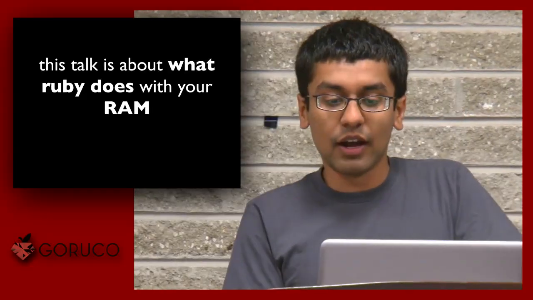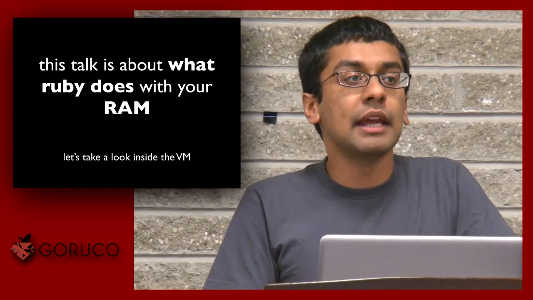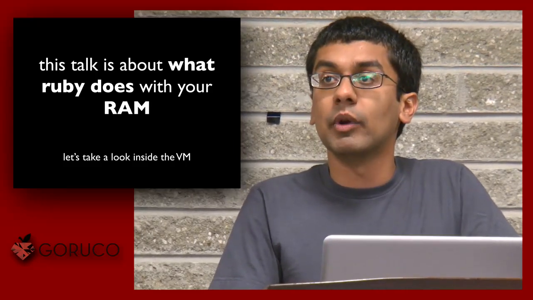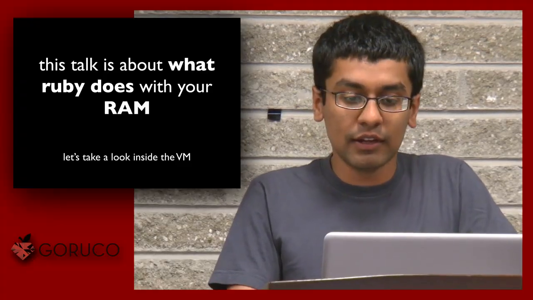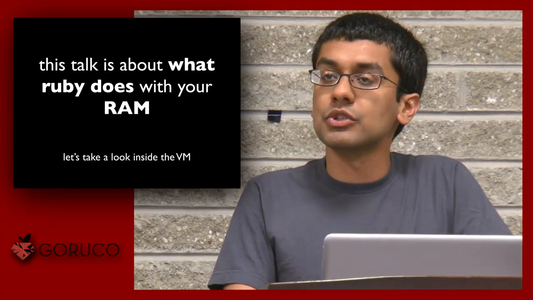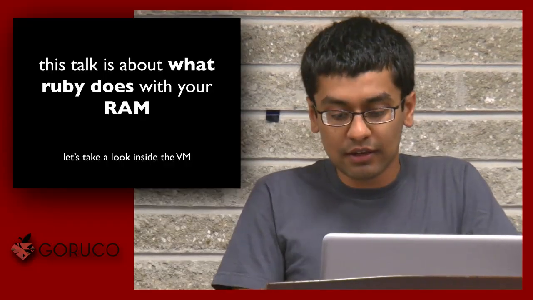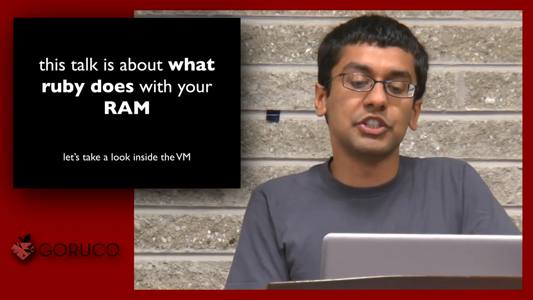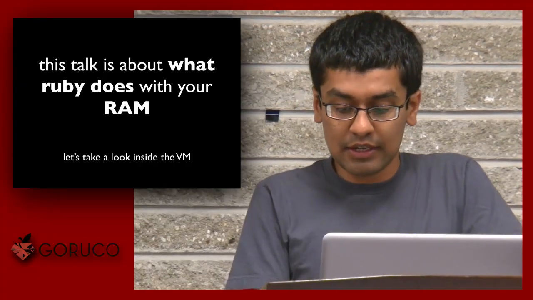So to do that, let's just take a look at what's going on inside the VM. And during this talk, I'm going to focus primarily on Ruby 1.8. So that's MRI 1.8.6 or 1.8.7. A lot of stuff also applies to 1.9 because the garbage collector in 1.9 hasn't changed significantly. But it does not apply as much to stuff like JRuby and Rubinius, which have much better garbage collectors.